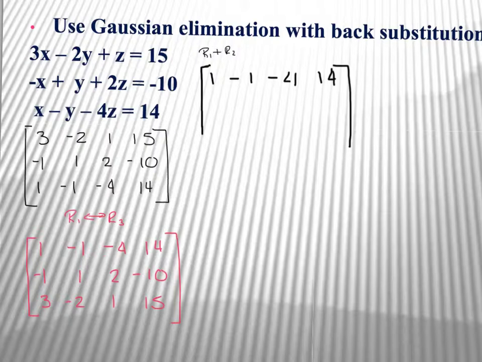Alright, so let's go ahead. 1 plus -1, because I'm adding row 1 and row 2 to make my new row, and I'm going to end up with 0, 0, -2, 4. And the bottom row we're not touching just yet, so that's 3, -2, 1, 15.